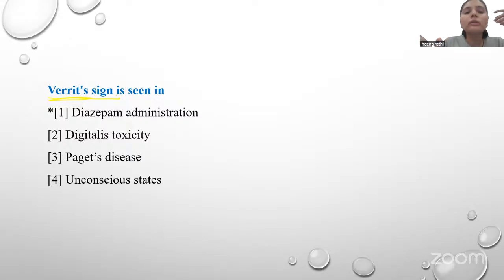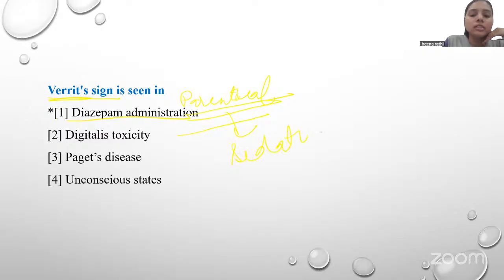The most common drug which shows the Verrit sign, closing of the eye, drooping of the upper eyelid and the lower eyelid bisecting the pupil, is seen with parenteral administration of diazepam. It is the sedation sign.